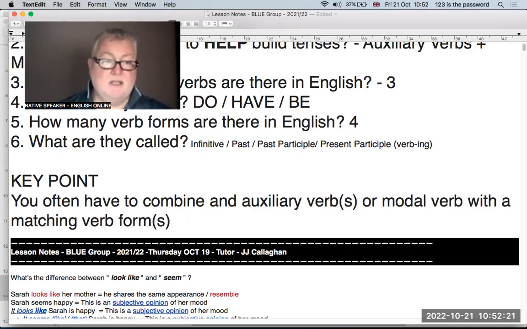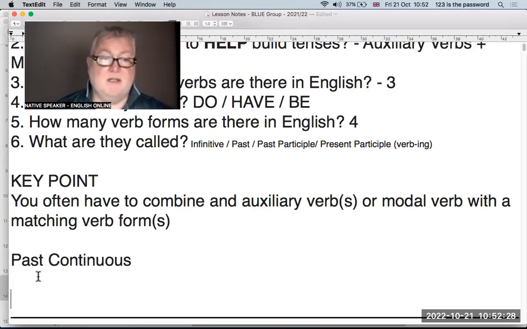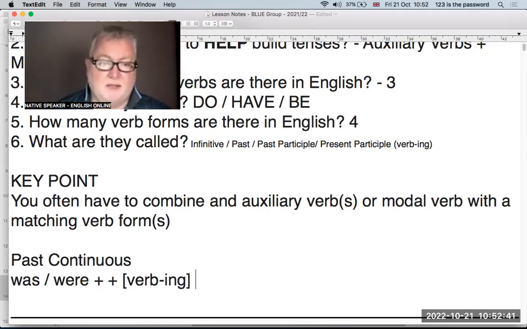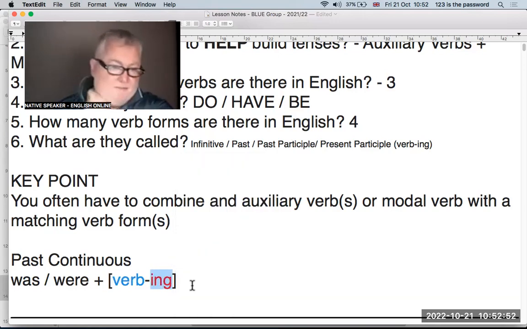So in the past continuous, there are 2 verbs used. What are they? Well, I'll show you so that you know what I mean. We have either was or were plus verb ing. Okay. That's what you'll have in the past continuous. Was or were plus verb ing.